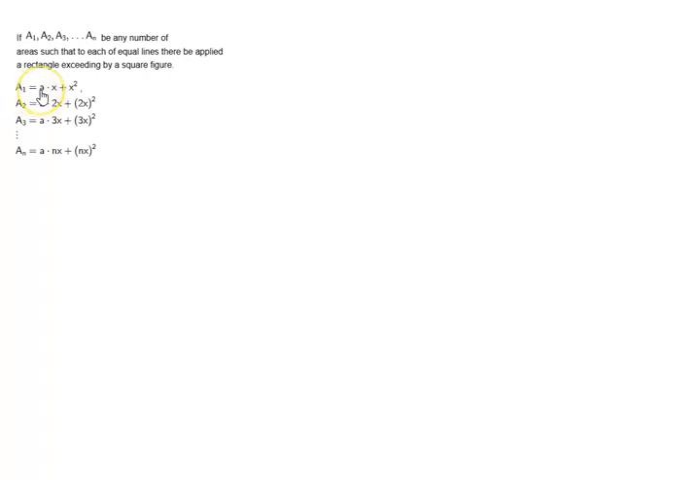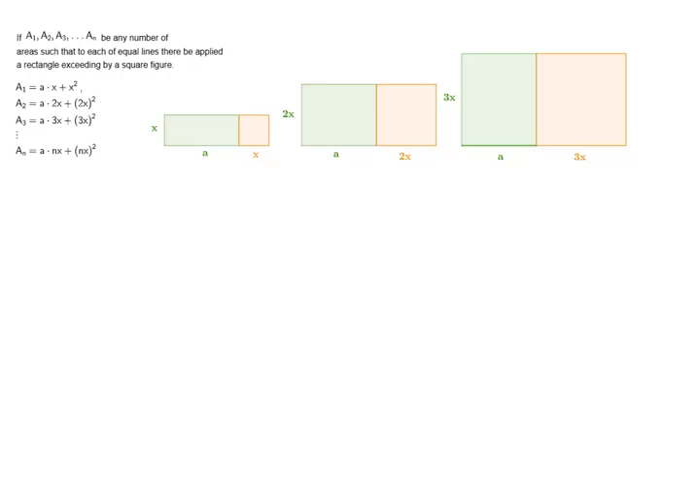Area 1 is equal to a straight line to which a rectangle is applied of height x and exceeding by a square. So to look at it graphically, we have a rectangle AX and to which a square has been added. So x square has been added. So we have AX plus x square. Similarly, we have this and this and so on.